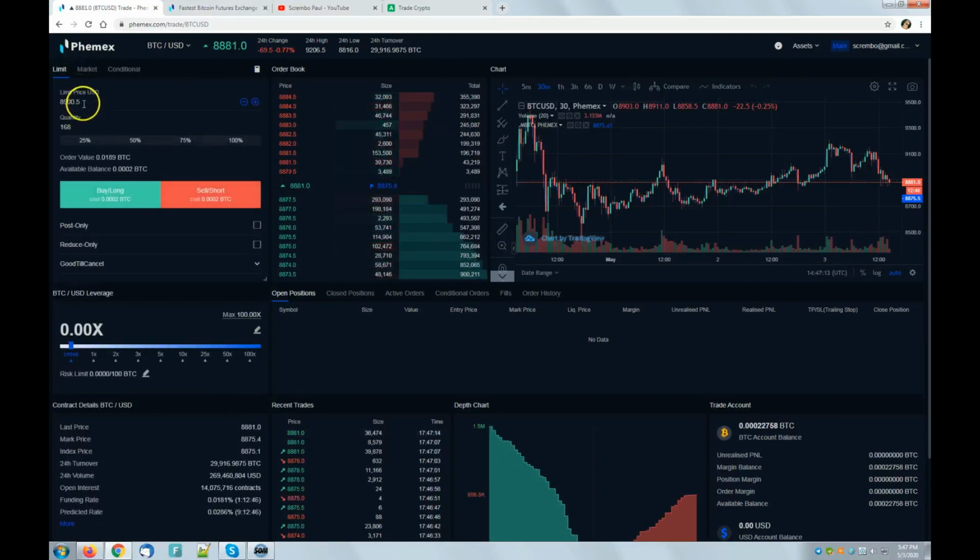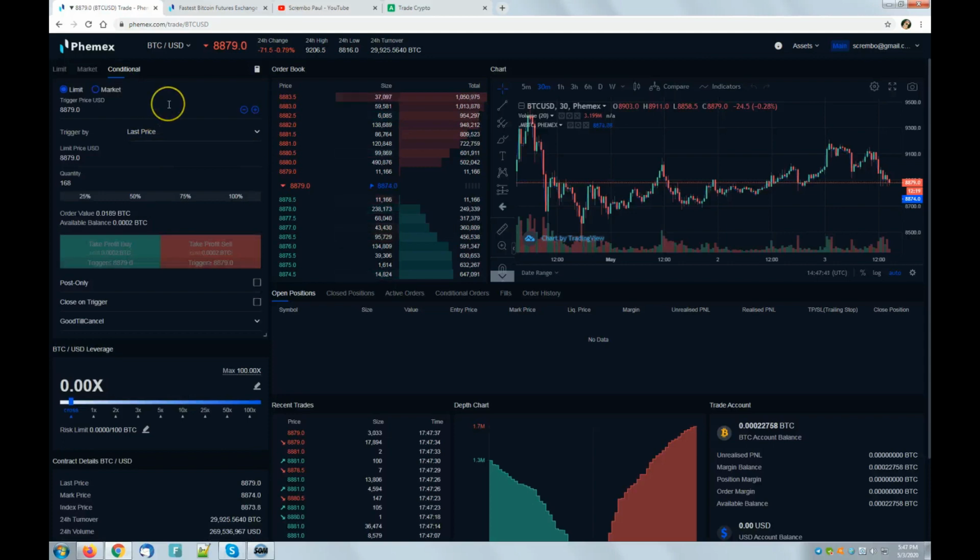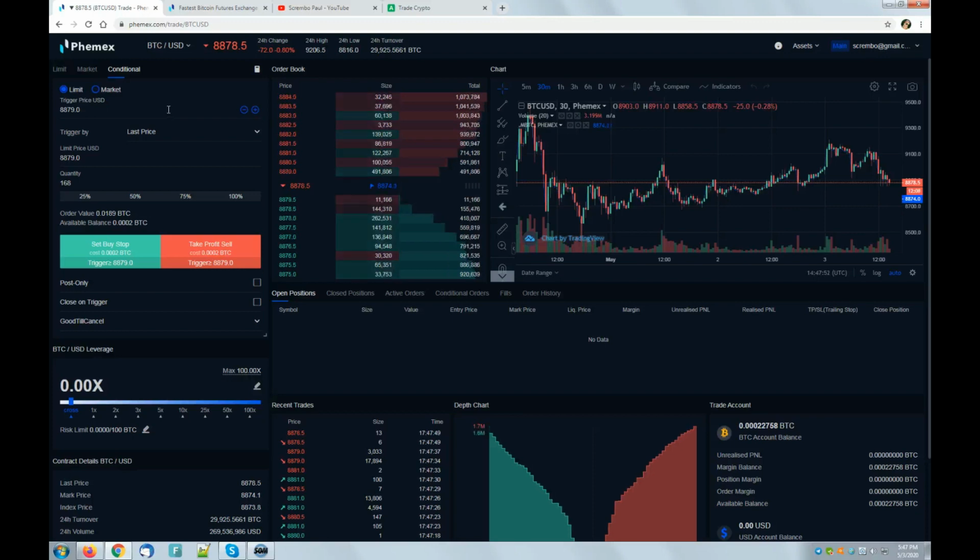If you go to the limit, you will be able to see that the screen here is changing and it gives you the limit price, which means that it allows you to select the price. What if I don't want to go at 8,880? I want to go at 8,885. Then I'm going to put here 8,885. So I'm not obligated to go with the market price. I can set my own limits and do that. This is the difference between limit and market. And then conditional here, this is pretty much allowing you to trigger an order depending on the condition you're selecting. This is the third option, a little more complex.